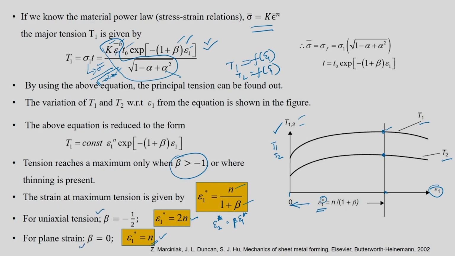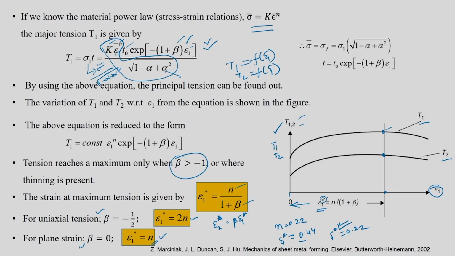So, in plane strain the material can reach this maximum value, which is an indication of something like instability, earlier, at epsilon 1 star equal to n. If n is, let us say, 0.22, then epsilon 1 star will be 0.22 into 2, that is 0.44 in case of uniaxial, but in plane strain it is 0.22 only. So, the material is going to reach failure or instability in plane strain much earlier as compared to uniaxial. This is going to lead to the next chapter, where we are going to develop some theories for instability. This will be a basis for that.